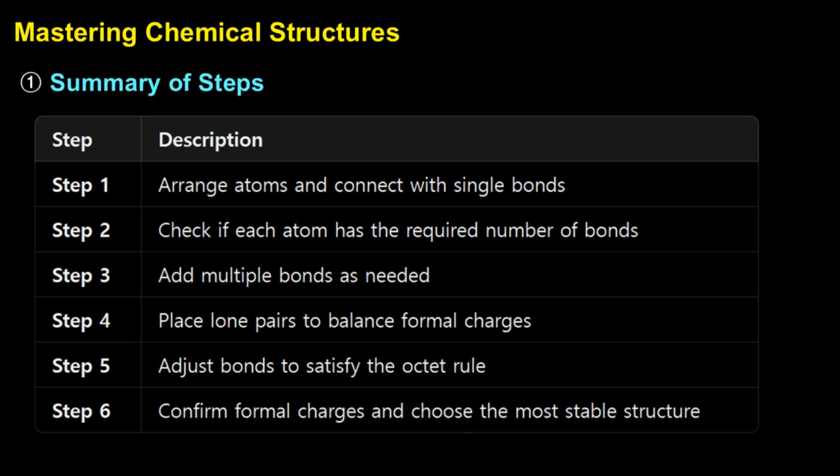Last but not least, we go back and review everything, make sure the formal charges are correct, and check that the structure we've drawn is as stable as possible. All right, now let's go through each of these steps using diazomethane, CH2N2, and methyl isocyanide, CH3NC, as our examples.